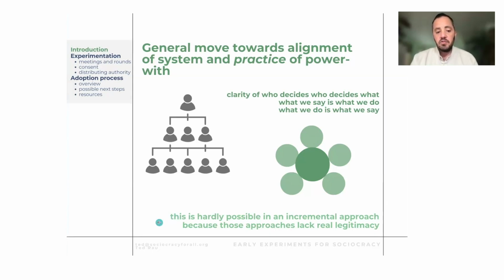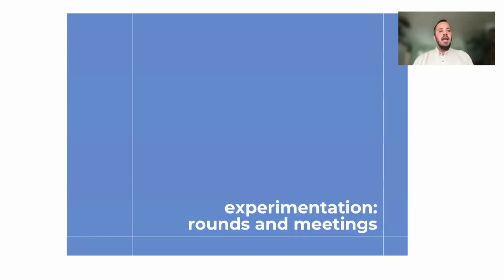I find that this is very hard to do in an incremental approach. You can inch your way towards that, and I think there has to be a moment of official acknowledgement, but I'll say that about 3 more times, so we'll get there. Now, let's look at the experiments that we can do. There are 3 sets. One is rounds and meetings, the other one is consent, and the third one is distributed decision-making. So this is the first one of the ones that I'll cover.